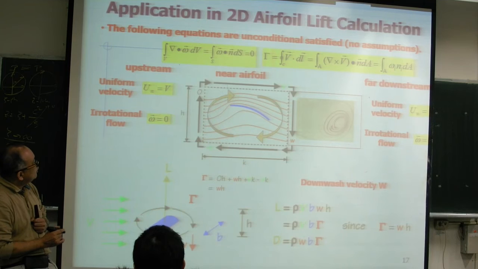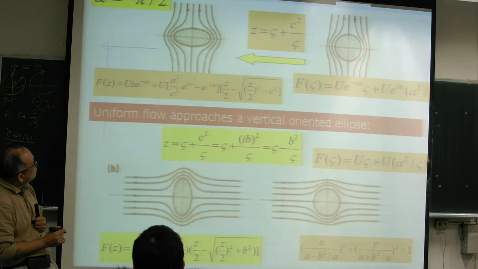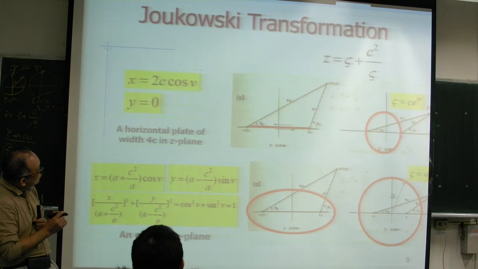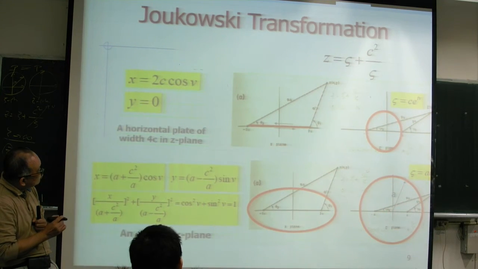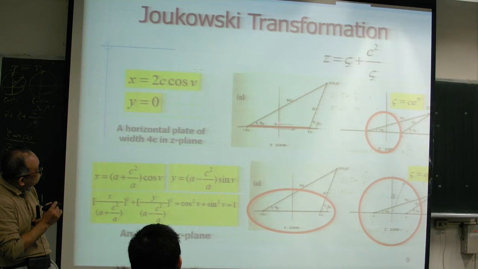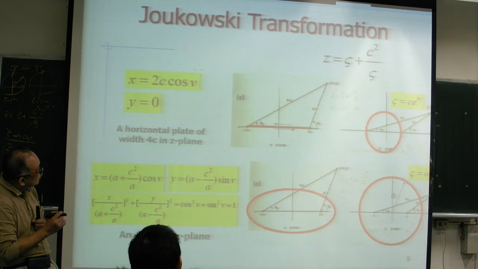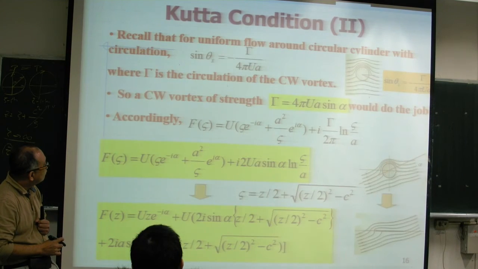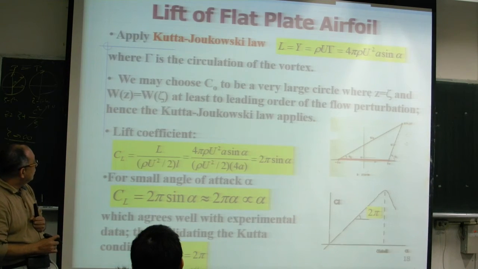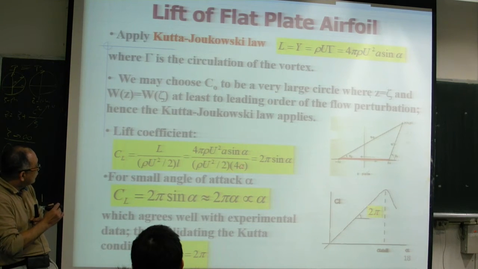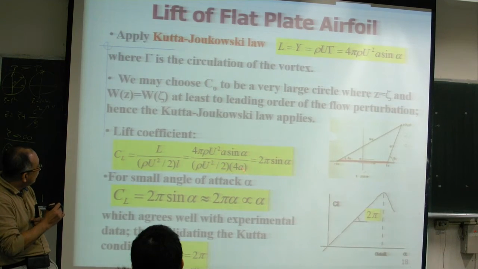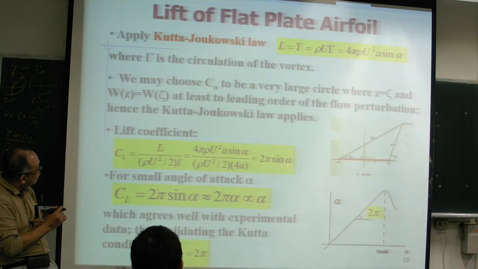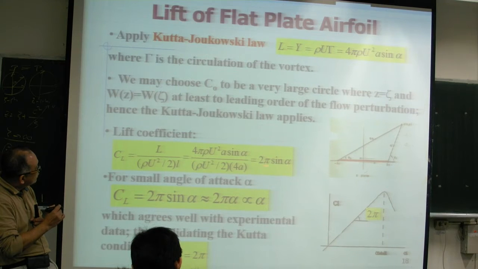If I remember correctly, C is equal to A because it's a flat plate, right? If you remember, A is the radius of the cylinder, the circle over a cylinder. And for a flat plate, A is equal to C here. So as you can see, A and A will be cancelled. If you rearrange, it becomes 2 pi sine alpha.